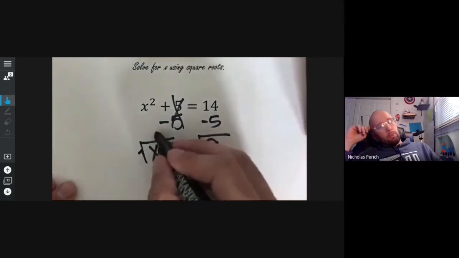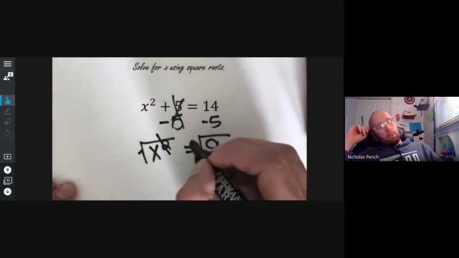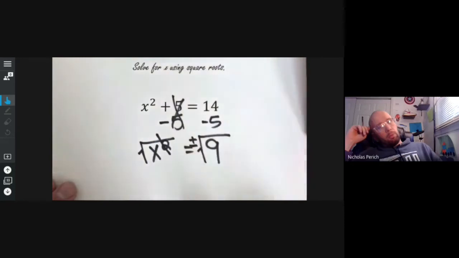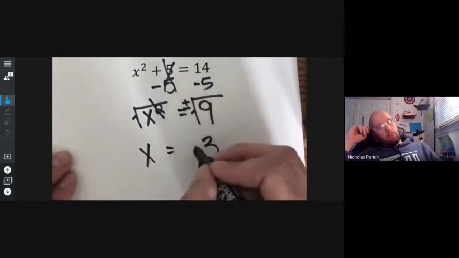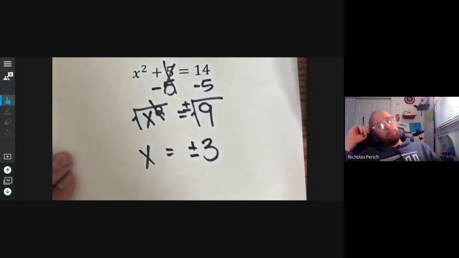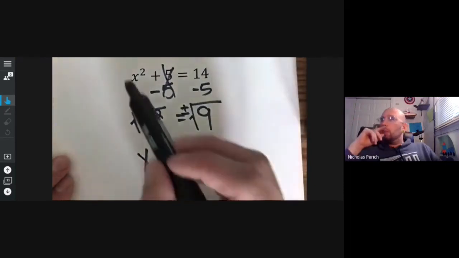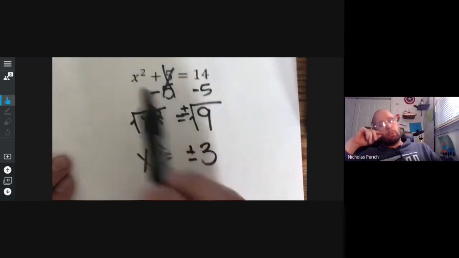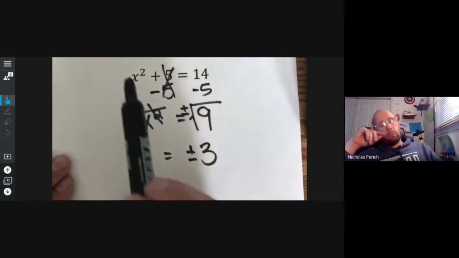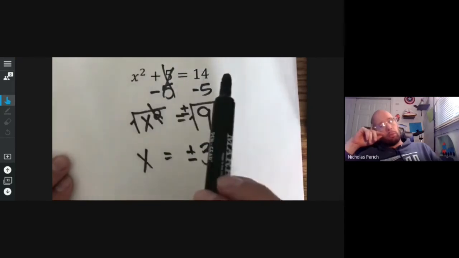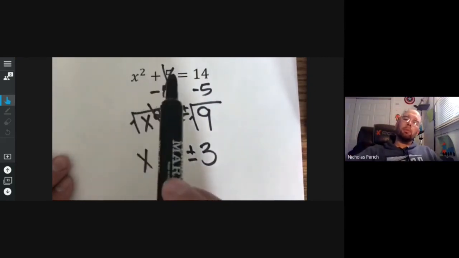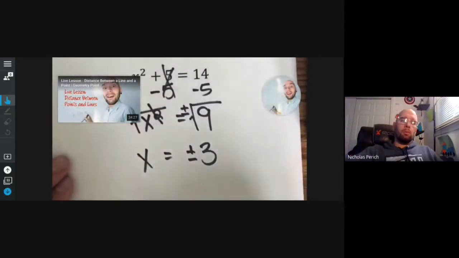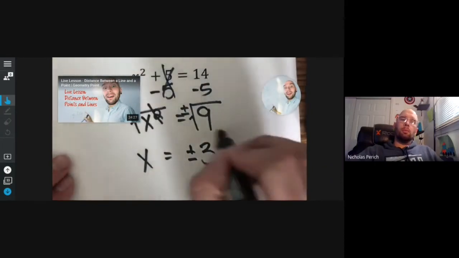Now, if you square root both sides and you have a regular number over here, you have to attach a positive or a negative to that number. So x does not equal the square root of 9, just 3. X equals positive 3 or negative 3. The reason why is if I plug this into x squared plus 5, 3 times 3 is 9, and 9 plus 5 is 14. But also, negative 3 times negative 3 is 9, and 9 plus 5 is 14. I have two answers, both 3 and negative 3. There it is.